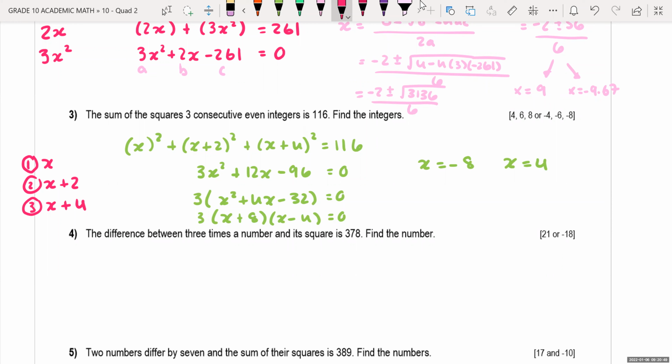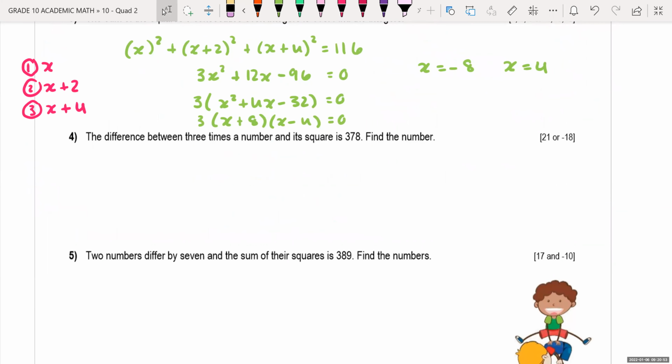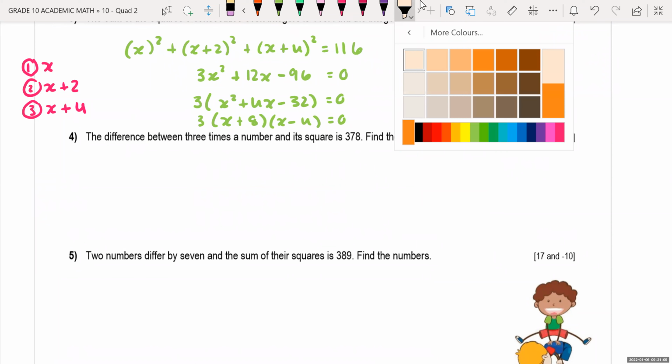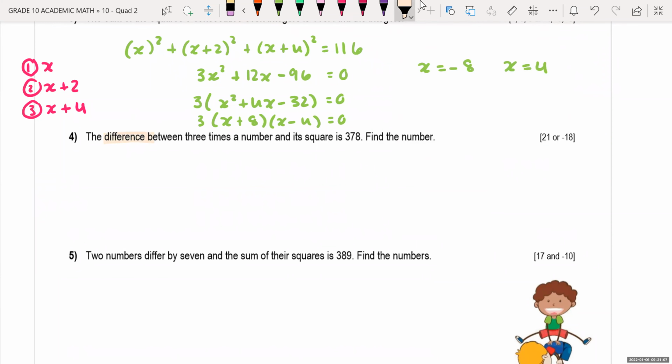Okay, great. Question number 4 is the difference between 3 times a number and its square is 378. Find the number. So again, this is one of those questions where you're only going to be looking at one number. It's just one number, not 2 of them. And let's just break down this question. So it says the difference, first of all, we should know that's a subtraction. 3 times a number, and then that same number's square is 378.